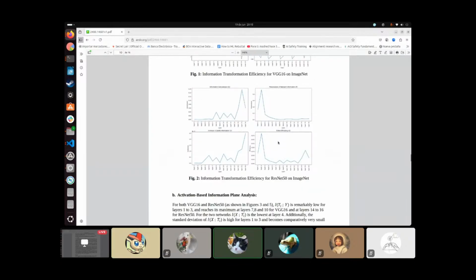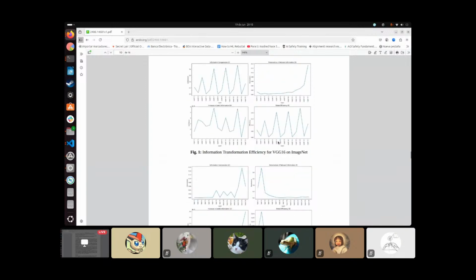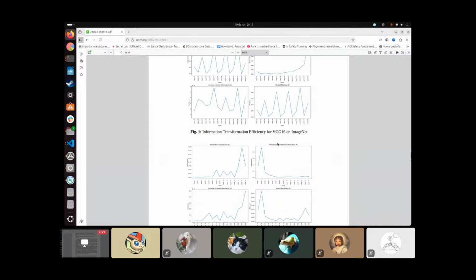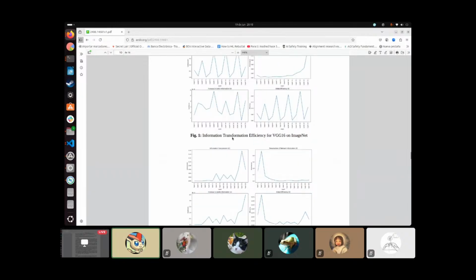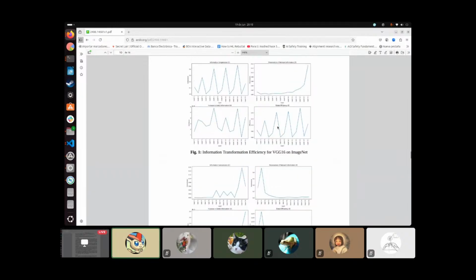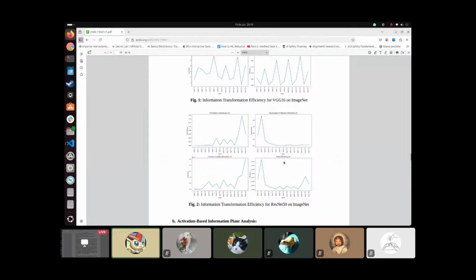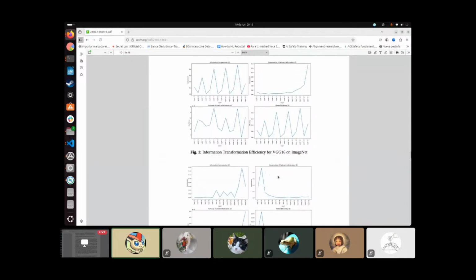So the reason the information compression here is the same as the efficiency is that the global efficiency is a sum of the other things. So if you want to understand why this is different, you should be looking at the other ones.